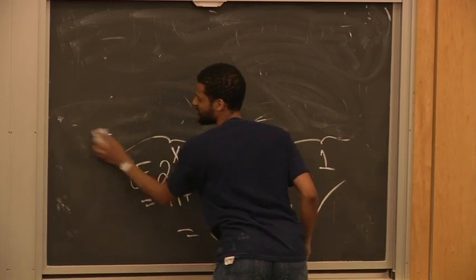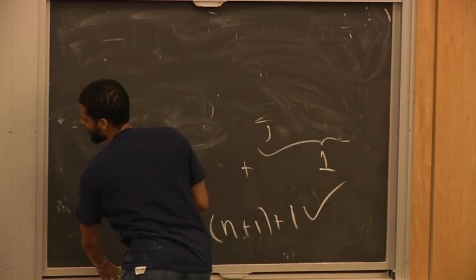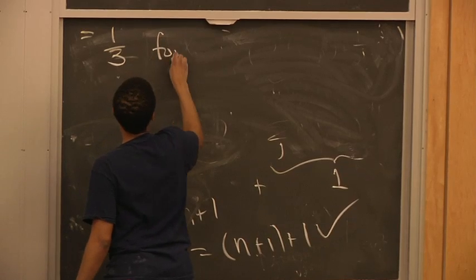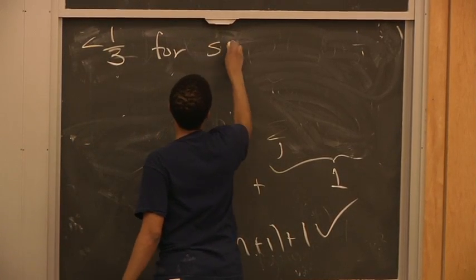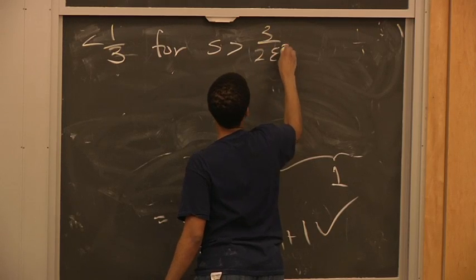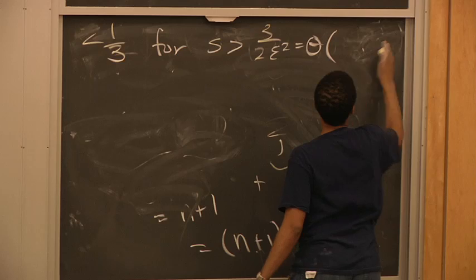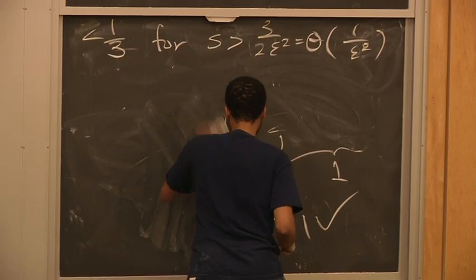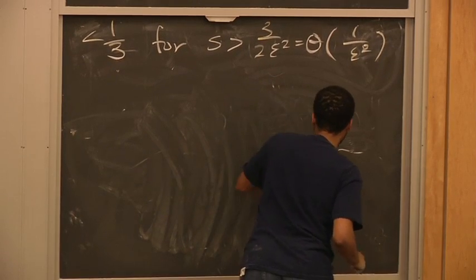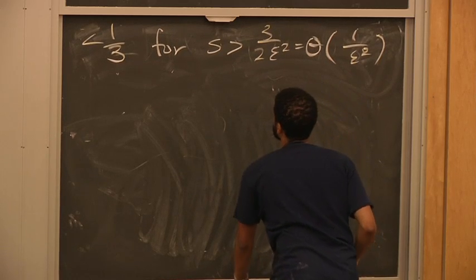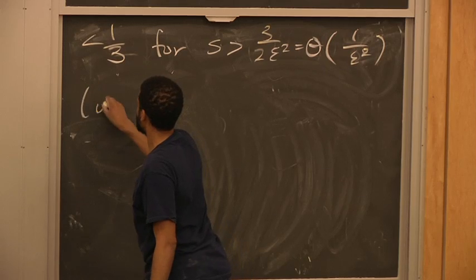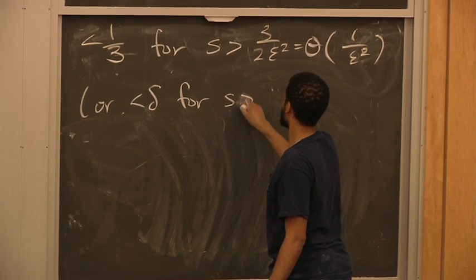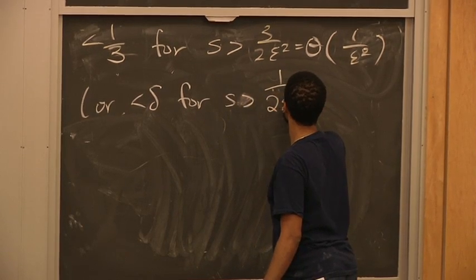Say it again? Yeah, so that thing there is equal to a third, or let's say it's less than a third for s bigger than 3 over 2 epsilon squared, which is theta 1 over epsilon squared. What if you wanted failure probability delta? What would you change? Right? Or it's less than delta for s being bigger than 1 over 2 epsilon squared delta.